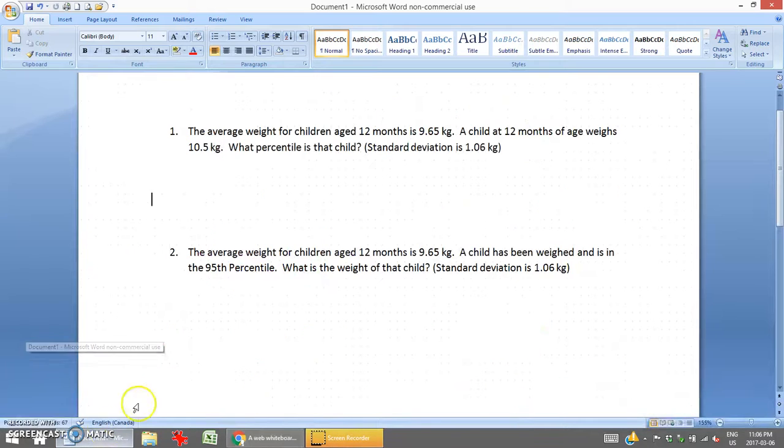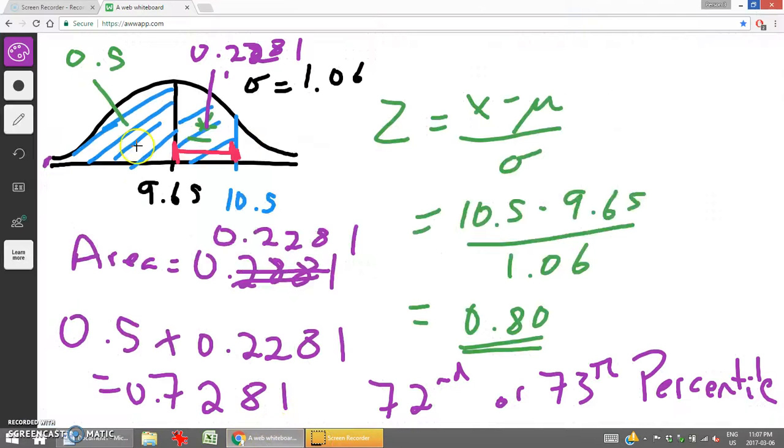So let's go with our second question. The second question states that the average weight for children aged 12 months is 9.65 kilograms. A child has been weighed and is in the 95th percentile. What is the weight of that child, with the standard deviation being 1.06? So this is one of those backwards type questions, whereas in this example we calculate our Z, we find the area, and then we make an adjustment to that area to get our final answer. In this question, we will be working backwards.